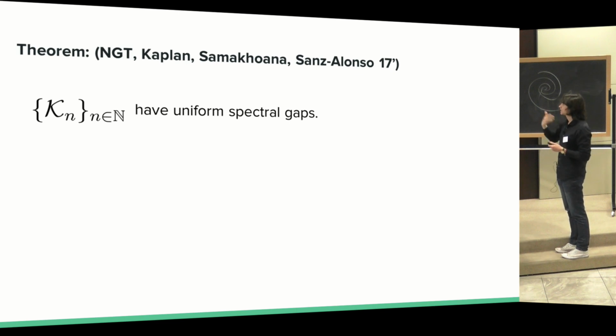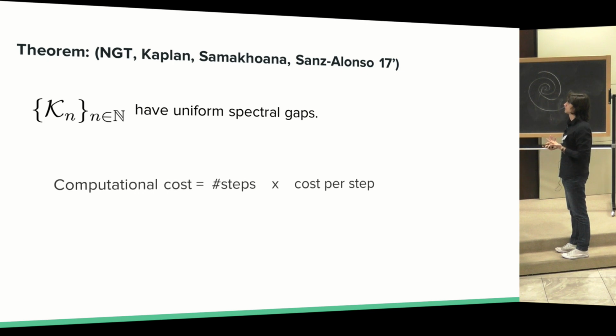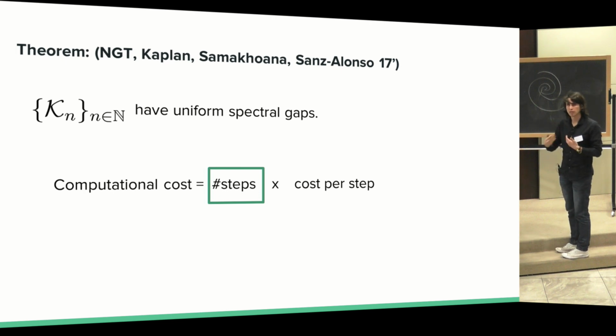In other words, as n goes to infinity, the Markov chains are not going to deteriorate. In particular, you can talk about uniform spectral gaps. This is one way to measure, in terms of computational cost, more or less how many steps you need to take in your Markov chain to converge to the distribution you're trying to sample from.